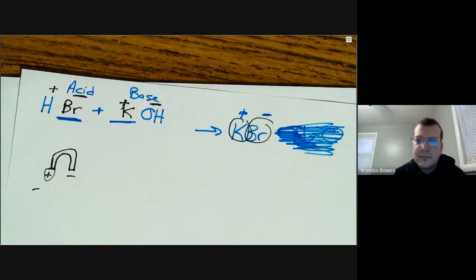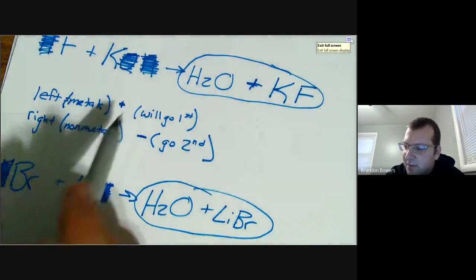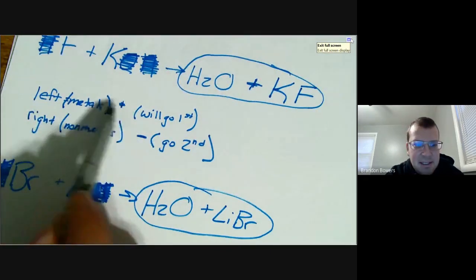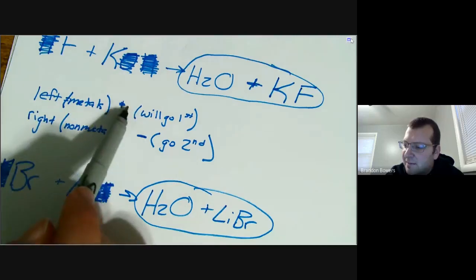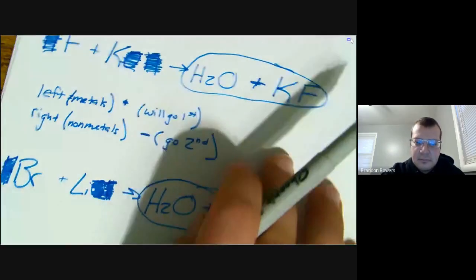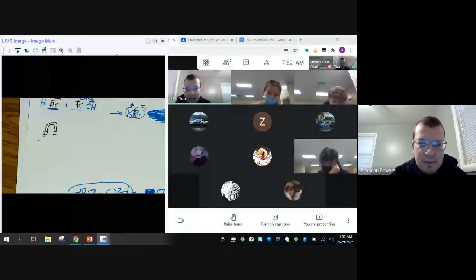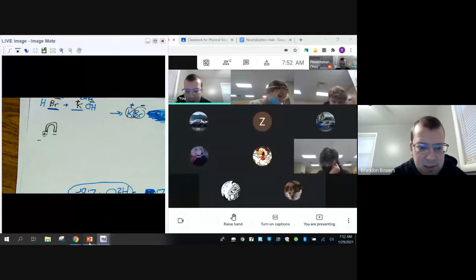Going back to our previous example, elements on the left are positive, and elements on the right are negative. Okay? So let's try another example. I think we're starting to get the hang of it.